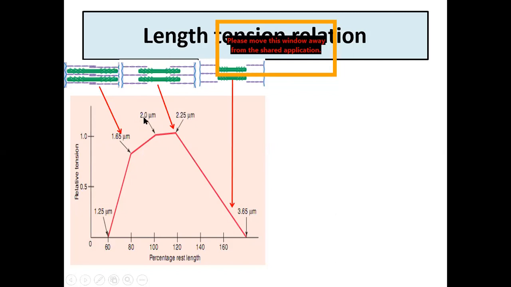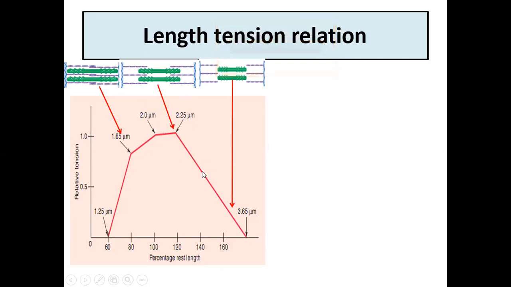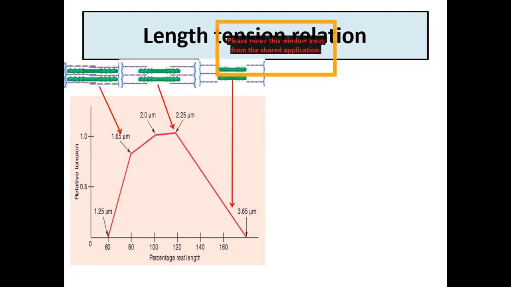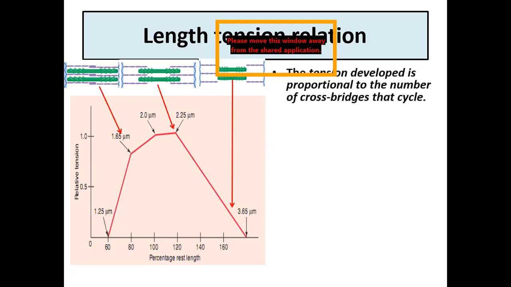When the sarcomere length is decreased from 2 to 1.65 or 1.25, what happens to the muscle tension? It is going to be decreased. And when the sarcomere length increases from 2.25 beyond, there is also a decrease in the muscle tension. This is what the length tension relationship graph shows. So why is there an increase or decrease in the tension when there is a change in the sarcomere length or muscle length? Because you must know the tension developed is proportional to the number of cross bridges that cycle.